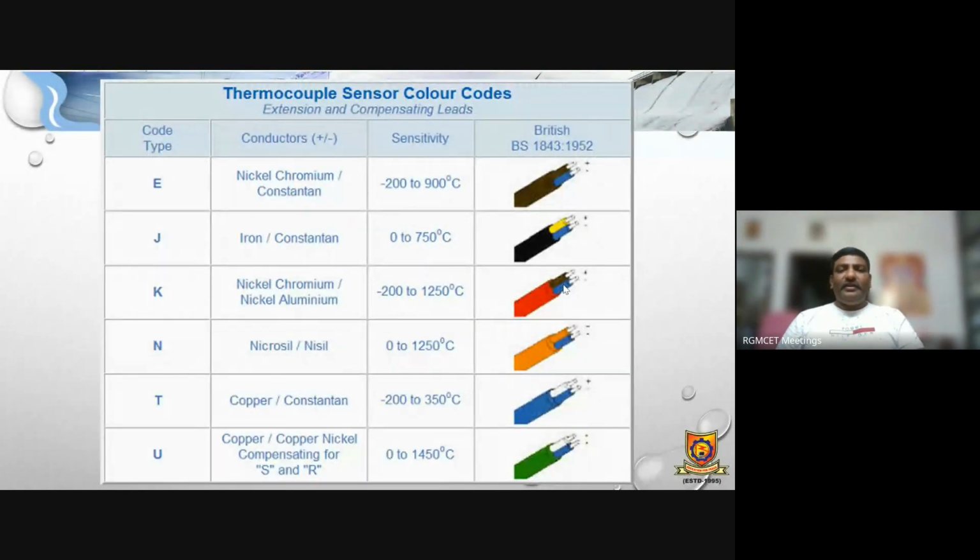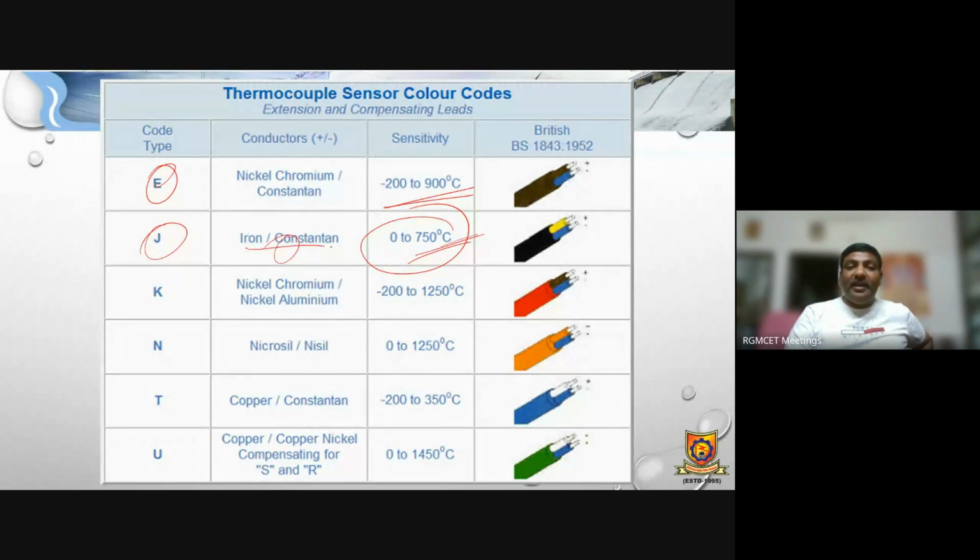So there are different types of thermocouples: E type, J type, K type, N type, T type, U type. Their temperature ranges are different. Just observe this. E type thermocouples can be used from minus 200 degrees centigrade to 900 degrees centigrade. J type, in our laboratory we have a J type thermocouple, operates from 0 to 750 degrees.